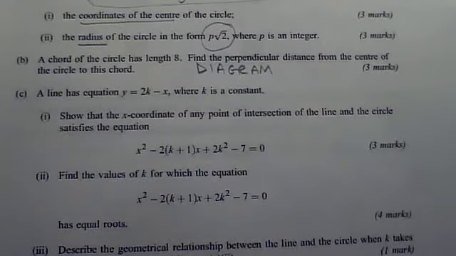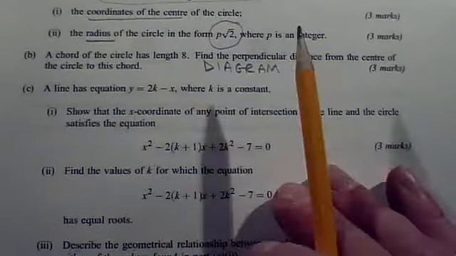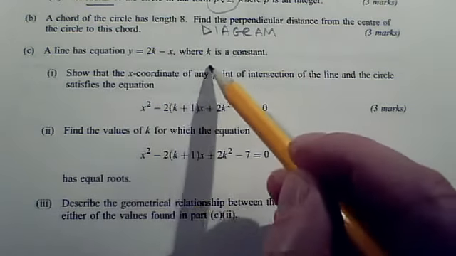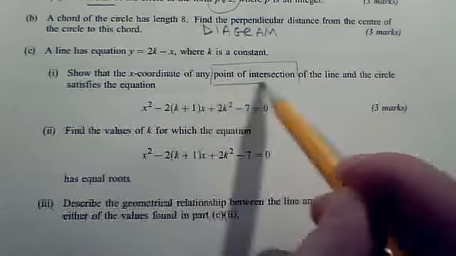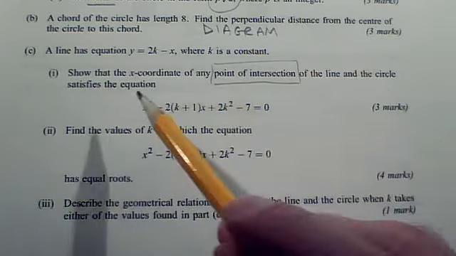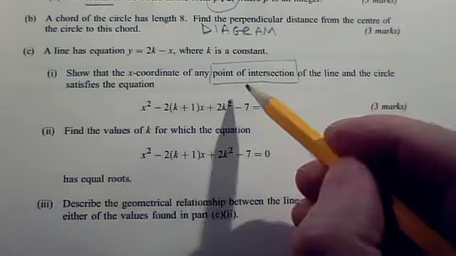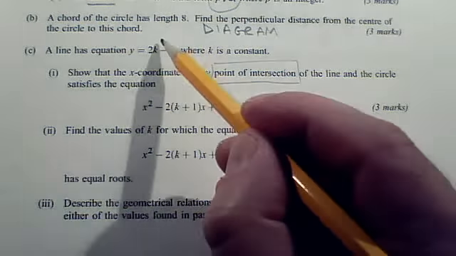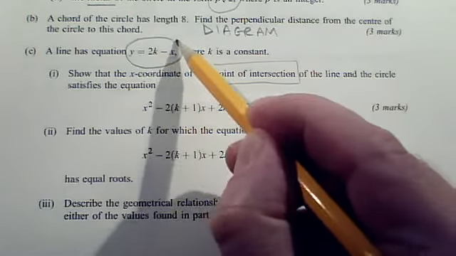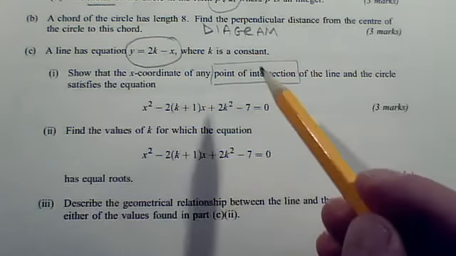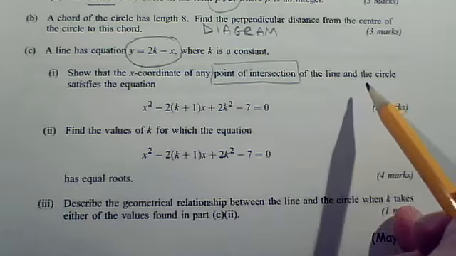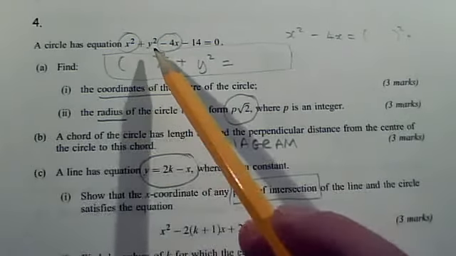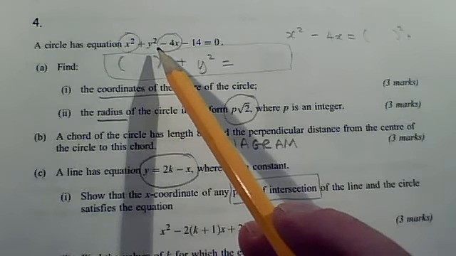And then part C, we've got a line, and we are looking for the points of intersection of that line with the given circle. So points of intersection is code for simultaneous equations. Here's one of our equations. What you're going to do is substitute that into an equation of the circle. You've got two versions of the equation of the circle. The original one there is probably the safer one to use.